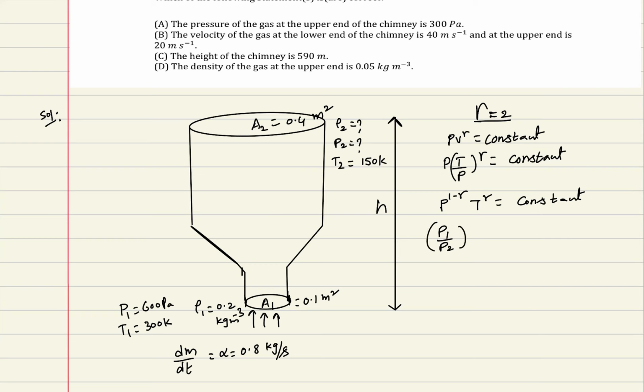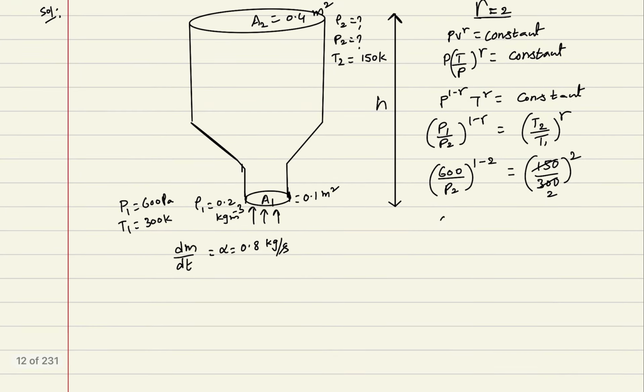We can write this as P1 divided by P2 whole to the power of 1 minus gamma is equal to T2 divided by T1 whole to the power of gamma. P1 value is 600, P2 value you don't know, 1 minus gamma value is minus 1, equal to T2 value 150, T1 value 300, whole power gamma is 2. So you can see the 2 times get cancelled, and again you can write the value as 600 by P2 whole to the power of minus 1 is equal to 1 by 4.